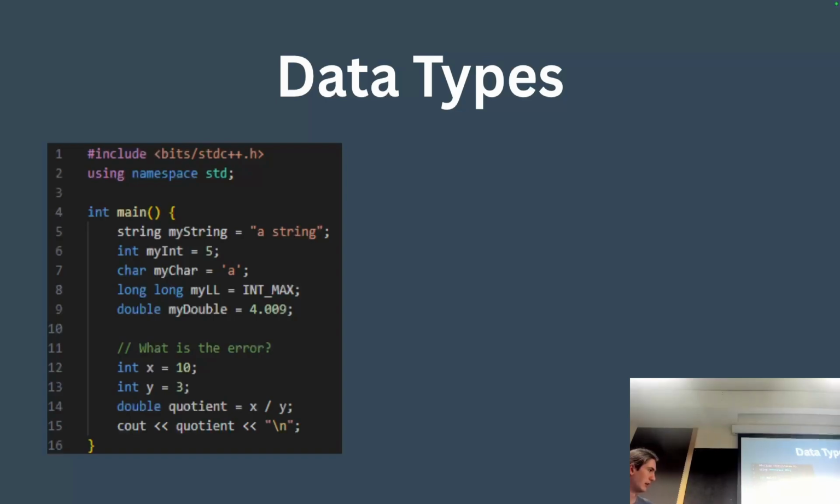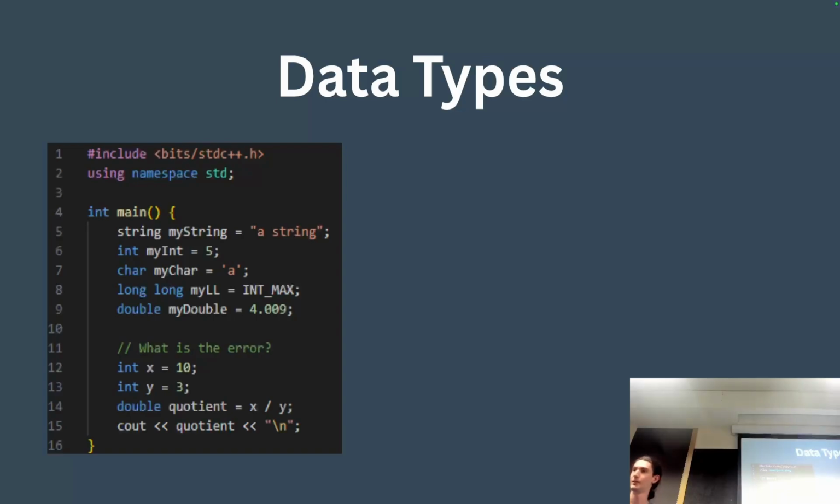So I've got an interactive thing here. There's an error in this section of code. I've got two integers, x and y, set to 10 and 3. I want to find the quotient of them. I've specified double here because I want this to be a decimal number. It should be about 3.333, etc. This won't actually print out 3.3333. It's going to print out just 3. Does anyone have any ideas as to why that might be?